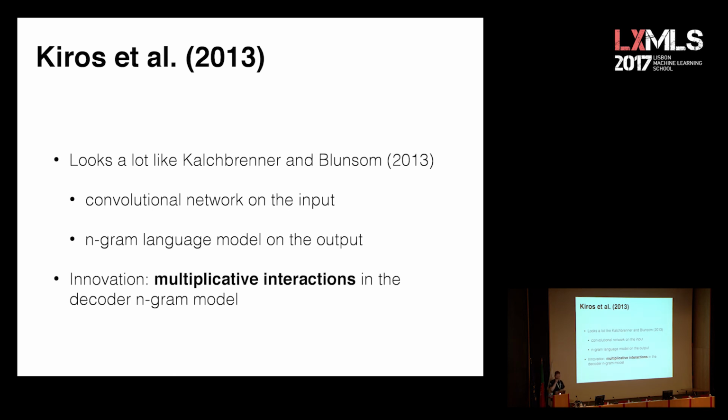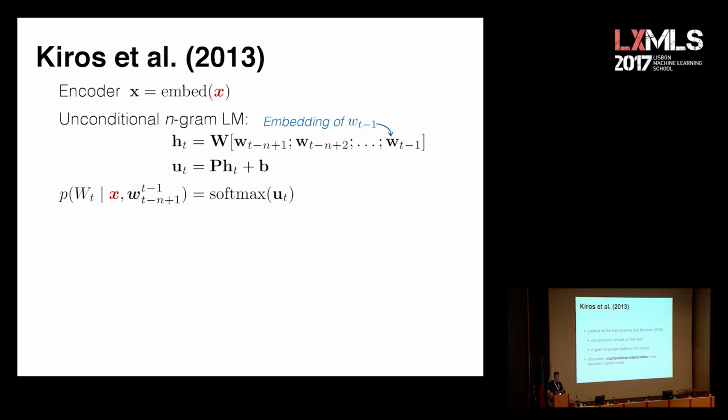It was at NIPS, and they used a convolutional network on the input, and they didn't actually use a full recurrent neural network on the output. They actually used a Markov assumption, but every n-gram conditioned not just on the n-1 previous words in the caption they were generating, but also on the input. And they had this interesting innovation, which I'm going to skip over pretty quickly, where they used multiplicative interactions in the decoder's n-gram model.